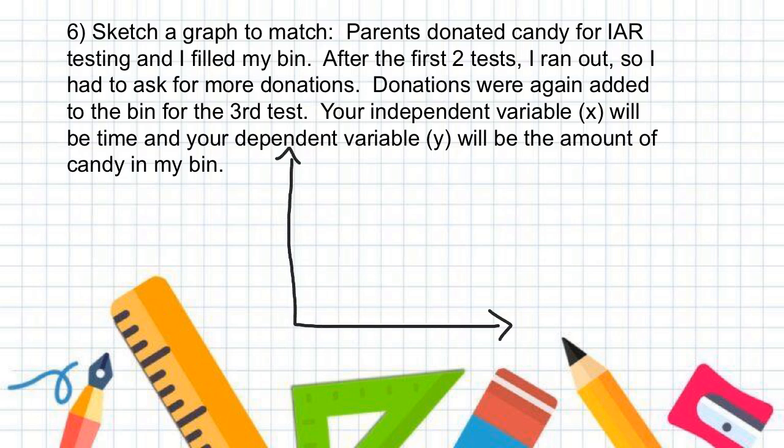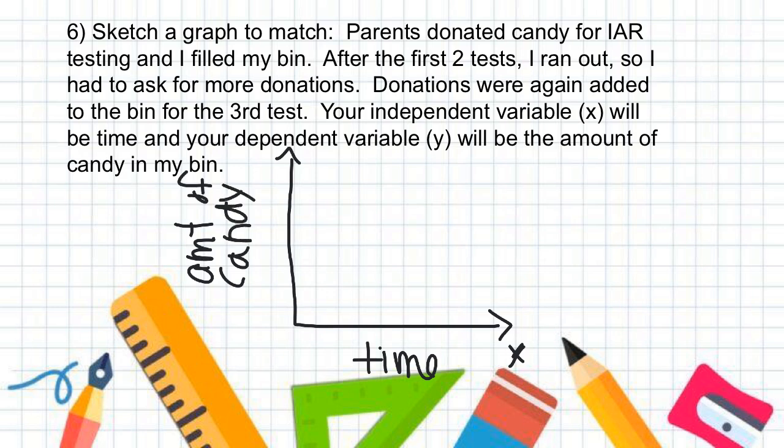It already told me my variables. It told me my independent variable x is time. That's an x. And my dependent is amount of candy. That's my dependent. And we're going to assume that I don't have any candy. So we're going to start at, Mrs. Weeks has no candy at the beginning of this. So I'm going to put out the call to parents. They are going to consistently send me some candy. My bin is going to fill. And I'm going to hold on to it until IAR testing, when I'm going to give it all away.